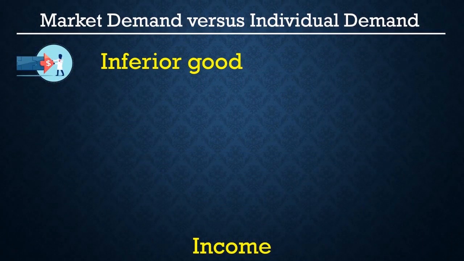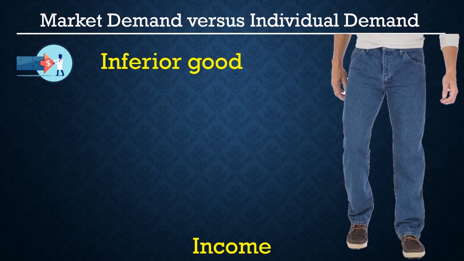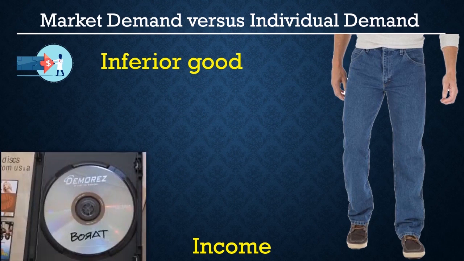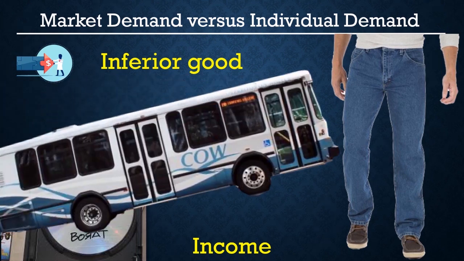Now, don't get confused by the term inferior with bad, like a broken down car instead of a new one, or rotten tomatoes. An inferior good is something, again, all things being equal, that an increased income results in a decrease in demand. For example, you get a raise, you're not going to be buying Walmart jeans. You get a raise, pirate CDs are not going to go. You get a raise, you're going to have a car, you're not going to be taking the cow.